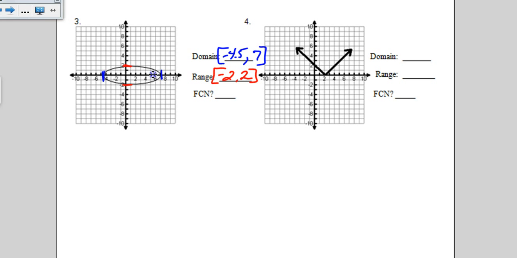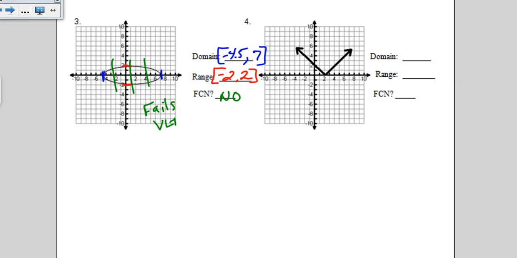And this time, I ask whether it passes the vertical line test, and it sure does not. Any one of these lines hits twice. So since this fails the vertical line test, no, it is not a function. Okay, number 4. Now be careful.